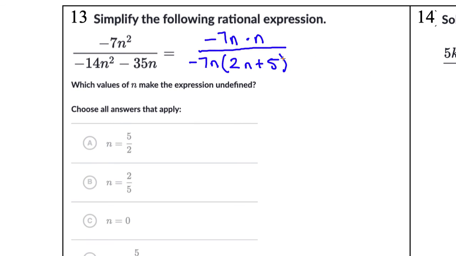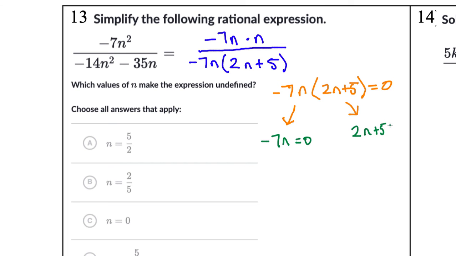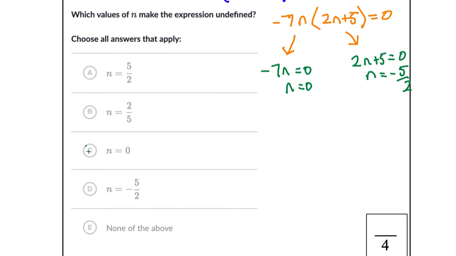Let's set this denominator equal to 0. So if I say negative 7n times 2n plus 5 is equal to 0, I use the zero product property and say, okay, well, that one and that one are going to make two equations. The first equation is negative 7n is equal to 0, and 2n plus 5 is equal to 0. That means n is equal to 0, or n is equal to negative 5 halves. 0 and negative 5 halves are the things that make it undefined.